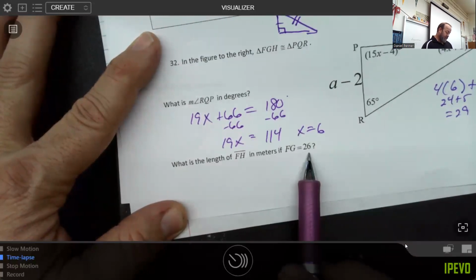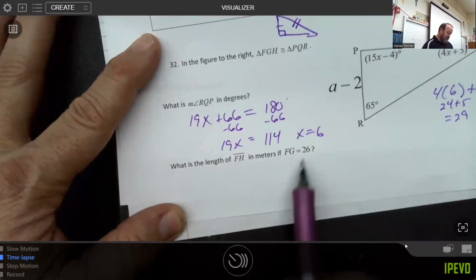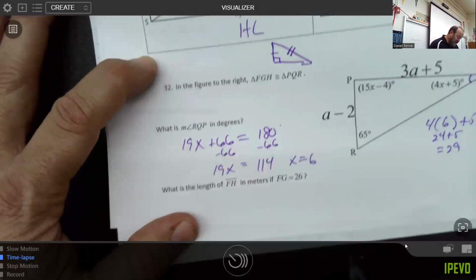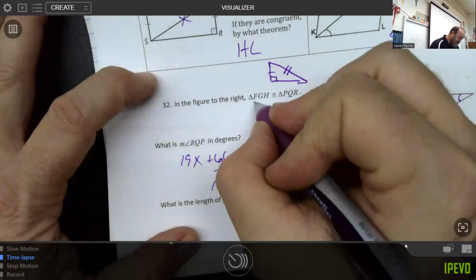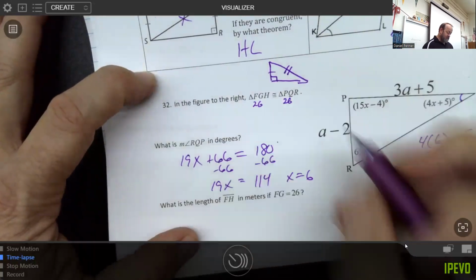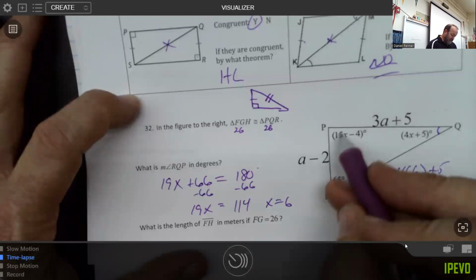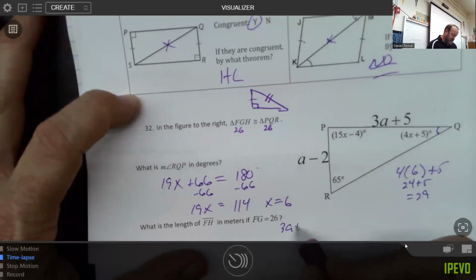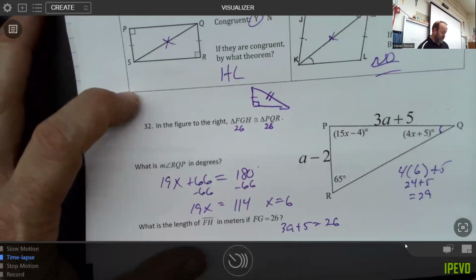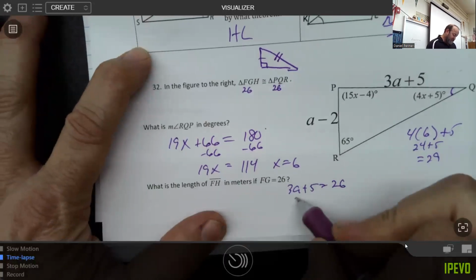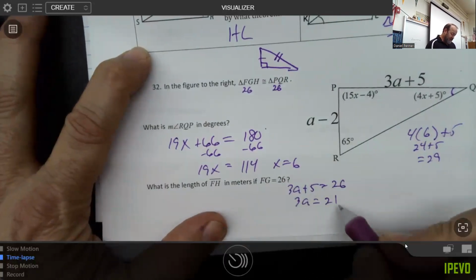Oh, there we go. So if FG is 28, now I know what's going on. FG is 26. That means PQ is also 26. Oh, I got it. PQ up here. 3A plus 5 is 26. Now I figured out. I remember what we did on this one. So 3A would be 21 because I subtracted. Oh, I figured it out.